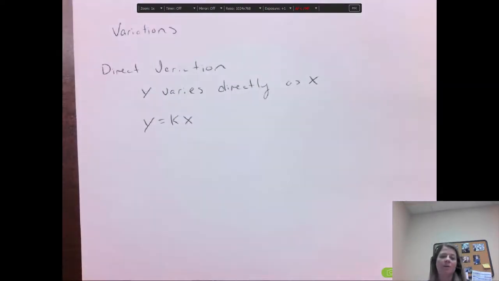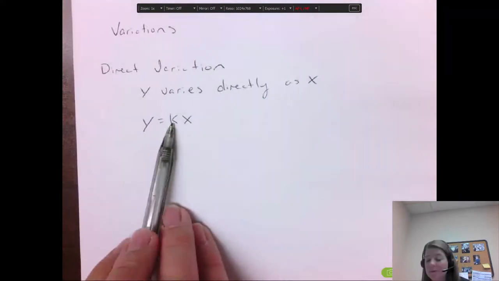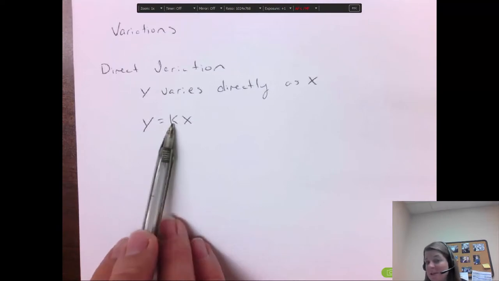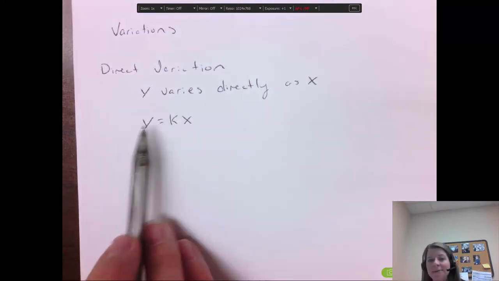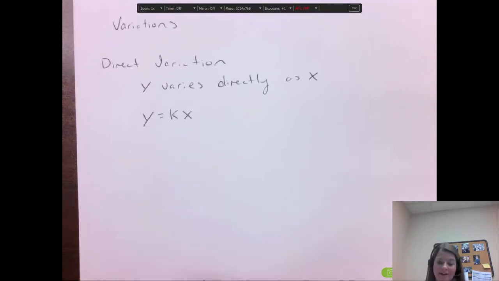Of course, I don't have an exact number for this one because this is just the general formula for it. So this would be a number that relates y and x. So maybe this is a 2, and y is equal to 2 times as much as x. So that's like the relationship between them.